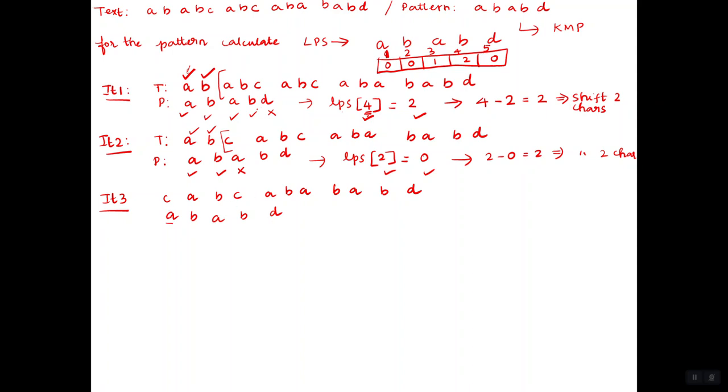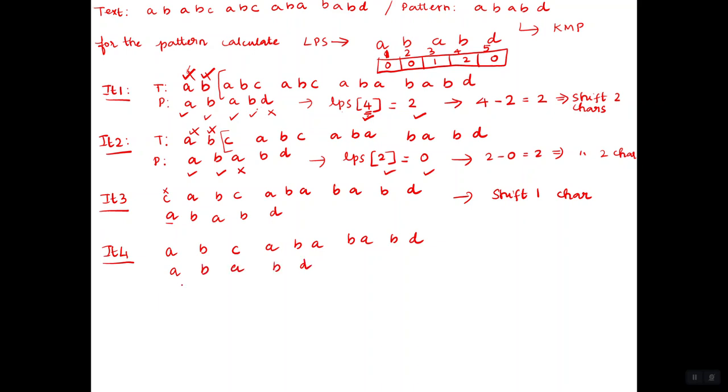If you don't have any common characters, it means shift 1 character. If the first character itself is a mismatch, you can directly follow the naive approach, wherein you shift only the first character. So in iteration number 4, I have to skip the first character only. Start writing from ABC, ABC, ABA, BA, BD, and the corresponding pattern is AB, AB, D.